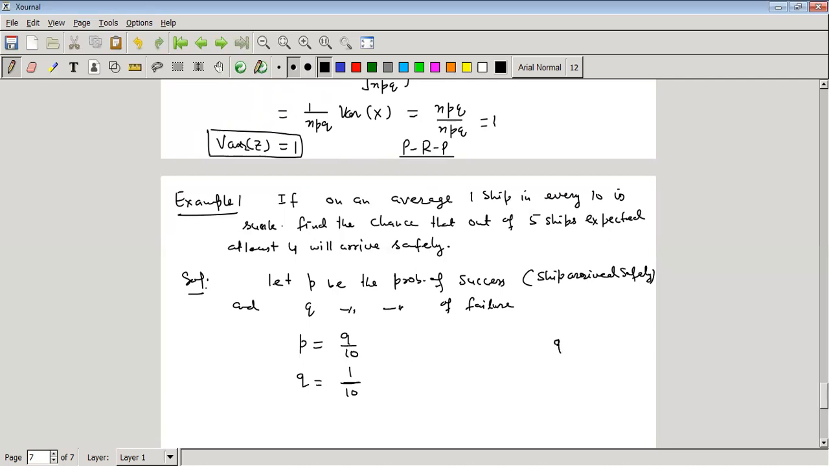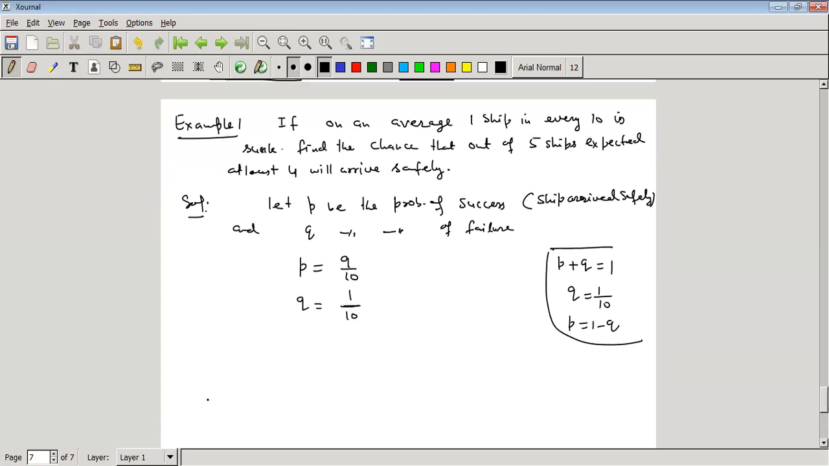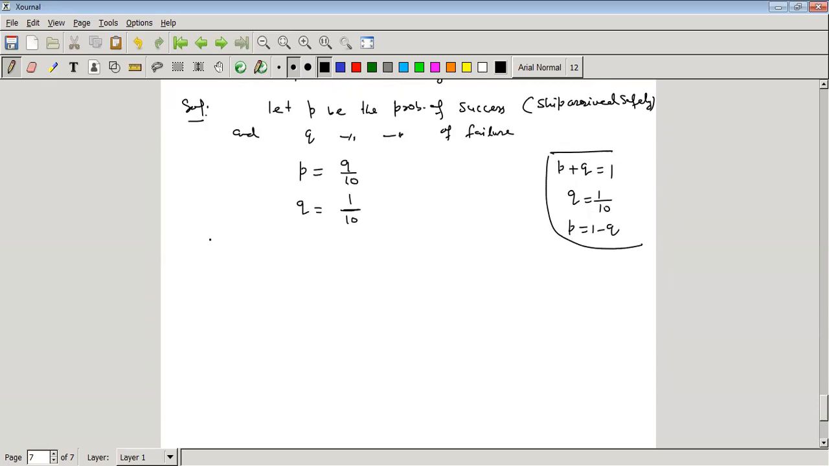Because we know that there is a relation between P and Q, P plus Q equal to 1. So here Q is equal to 1 by 10, it is given. So we can find P equal to 1 minus Q. So according to the problem, here N equal to 5. Out of 5 ships, what we expect, 4 at least will arrive safely.